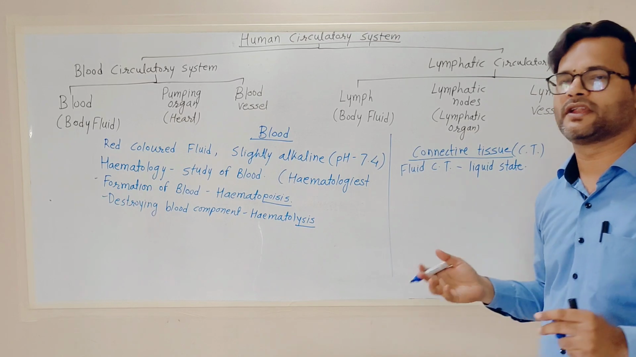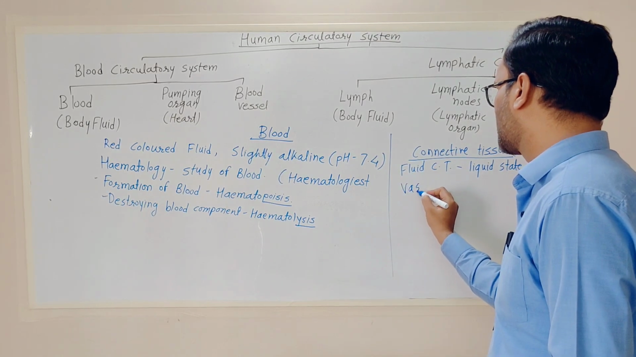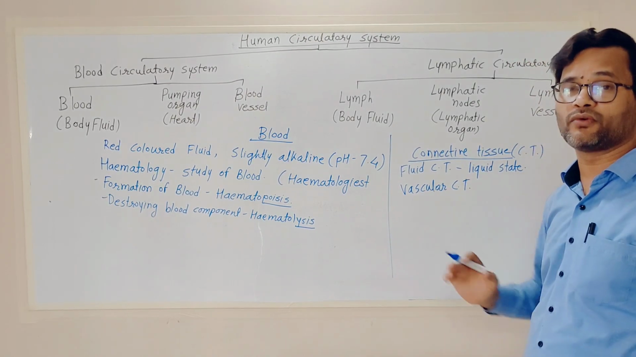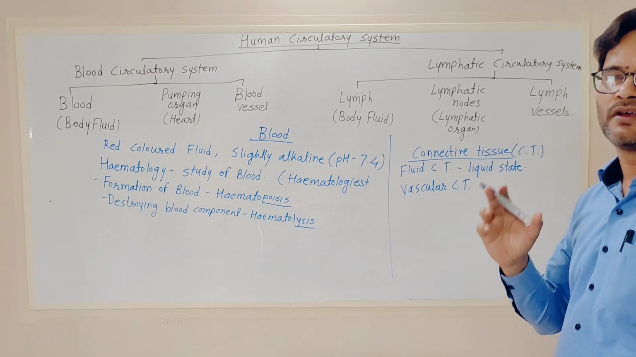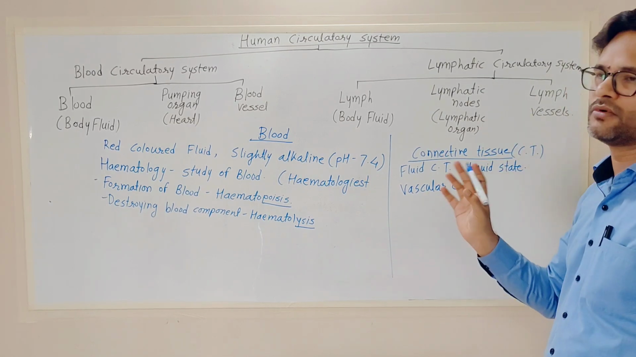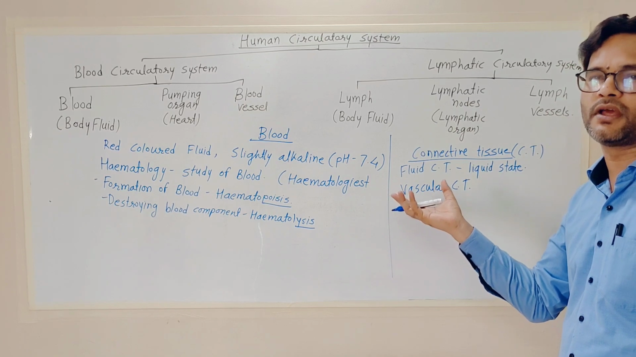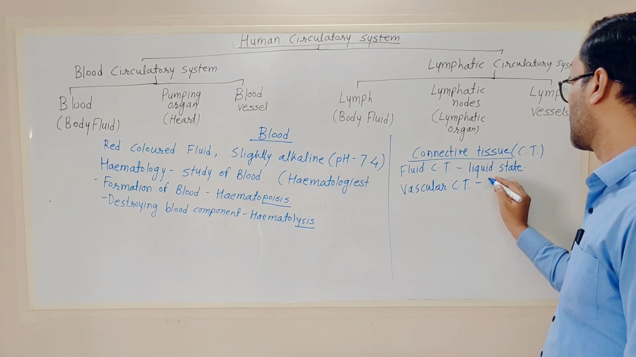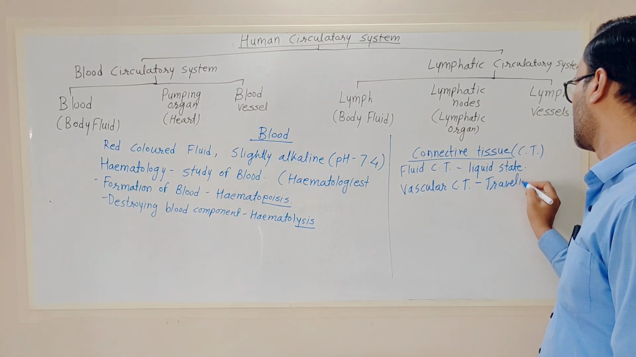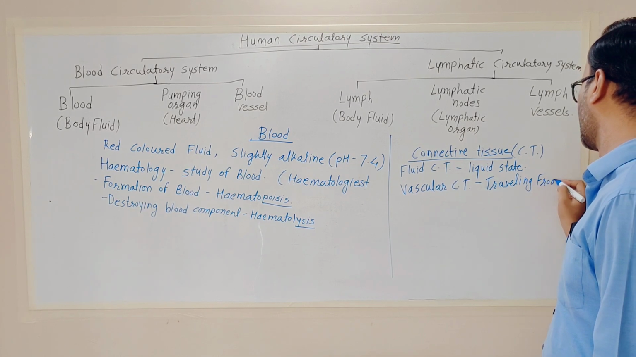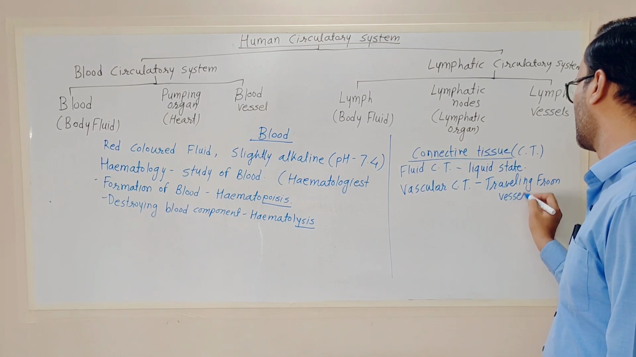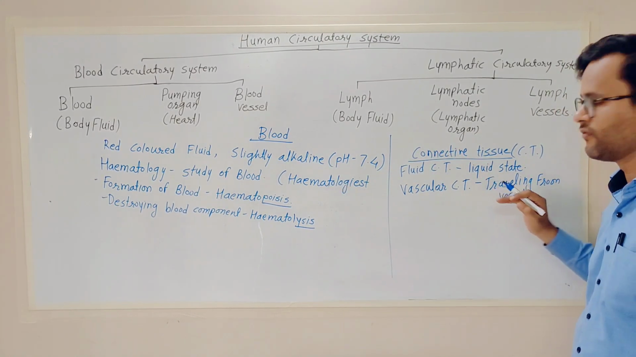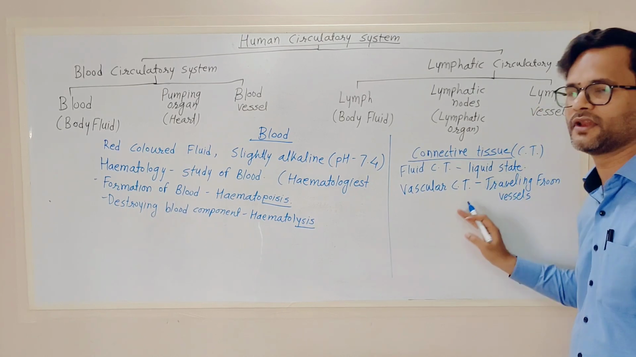Okay, now it is also known as vascular connective tissue. Why is it called vascular connective tissue? Because it has a liquid medium, but it travels through vessels. Clear? Traveling through vessels, blood vessels or lymphatic vessels. So blood is a vascular connective tissue, and lymph is also a vascular connective tissue.